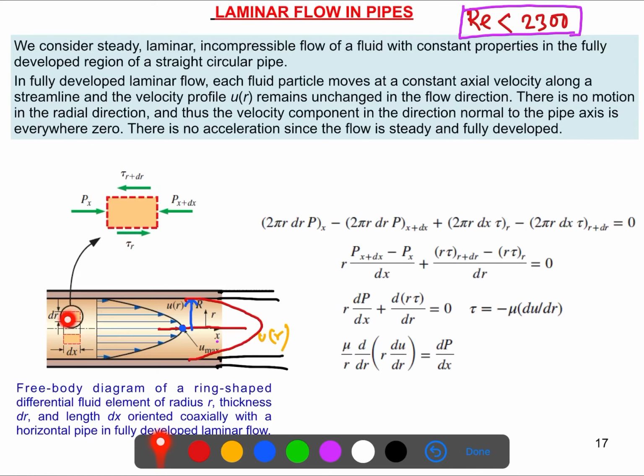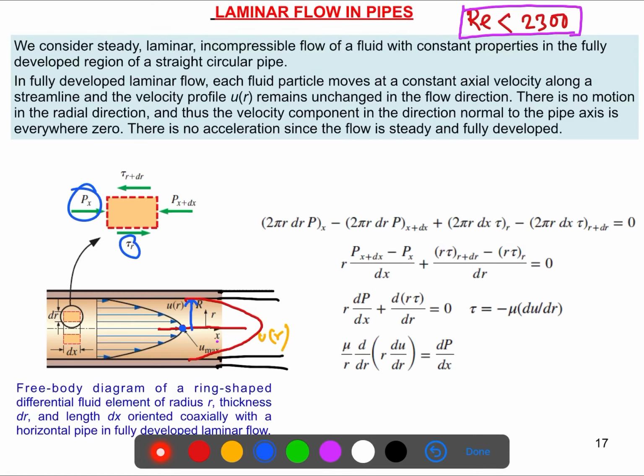This is a ring-shaped differential volume. We put it here. When we took this dr, this is the radial thickness, and this dx is the differential length. The only things happening on this volume element are the pressure and the viscous effects. So we need to do a pressure and viscous balance. This is the shear stress, and this is the pressure.